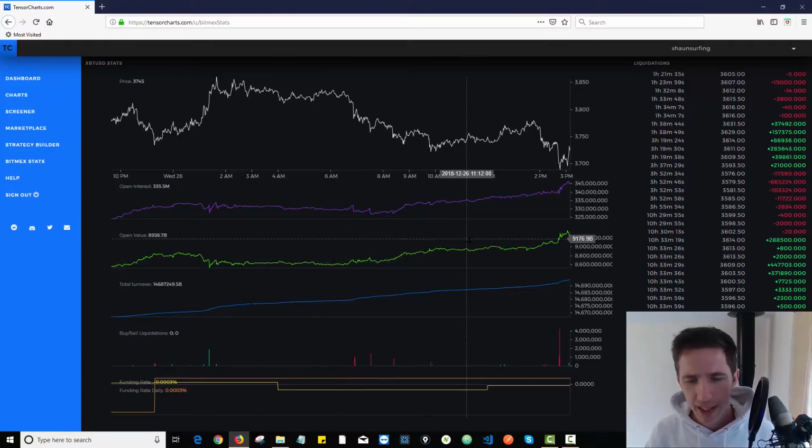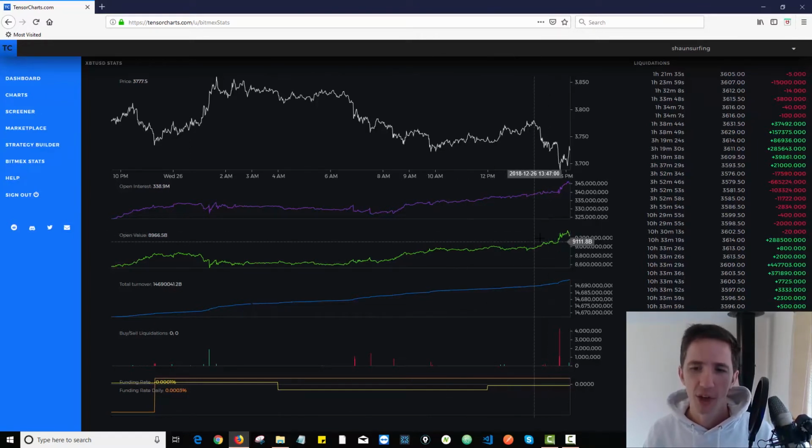This green line over here is open value. So it's the value of those contracts, which is open. So how much is open in terms of the value? How much is open in terms of the number? That's what these two charts are showing.